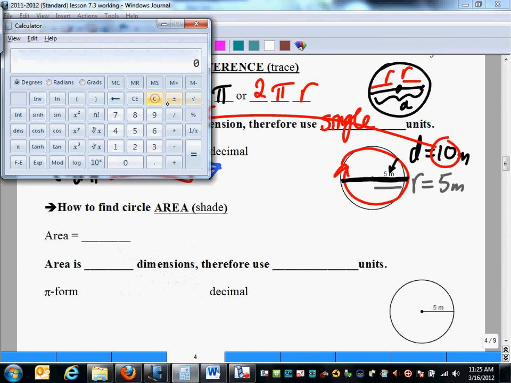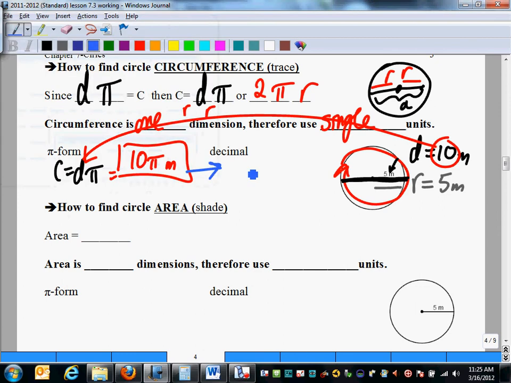Most of the time you can use pi form. So you do 10 times the pi key or 3.14 if you don't have a pi key. And we get 31.4 meters. I will take both versions. You should be familiar with both because depending on the word problem, it's going to demand you to use one or the other. Okay, area.